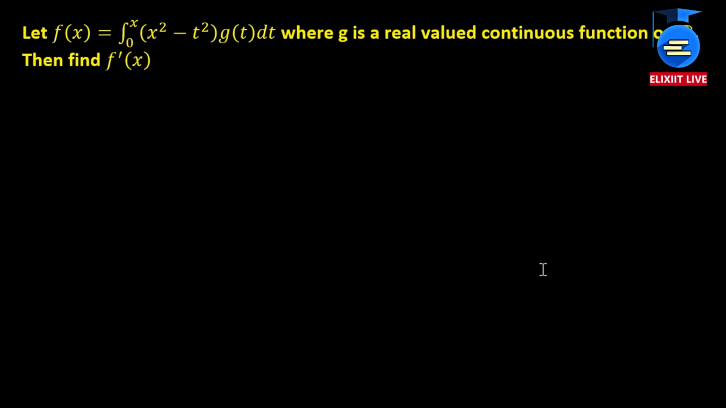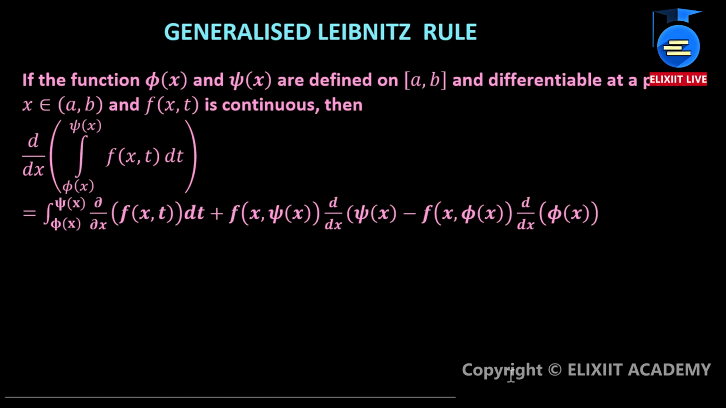Before doing this question, let us do the generalized version of the Leibniz rule. Then we can come back to this question. So what is the generalized Leibniz rule? Suppose you have functions phi of x and psi of x which are defined on [a, b] and differentiable at some point x belonging to the open interval (a, b), and f of x, t is a continuous function.